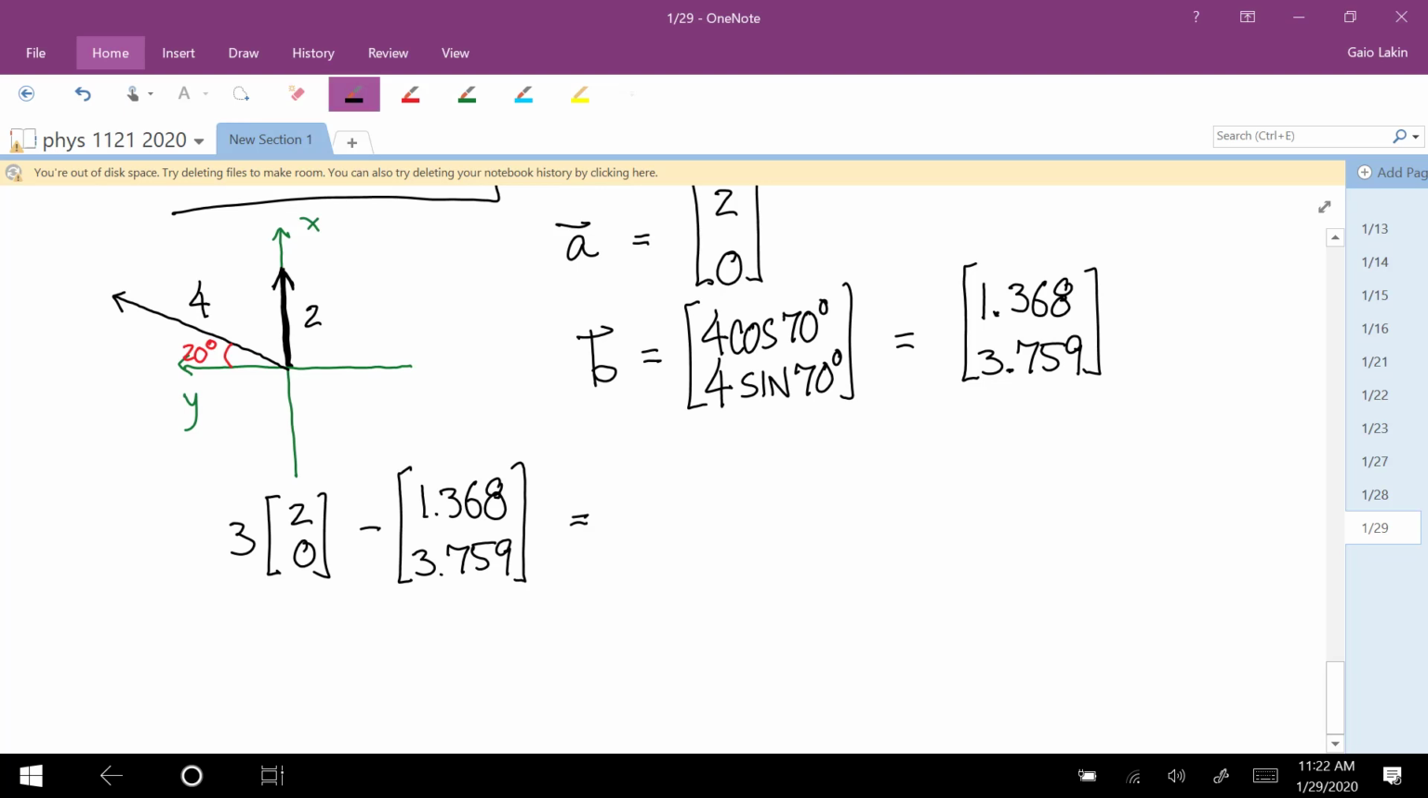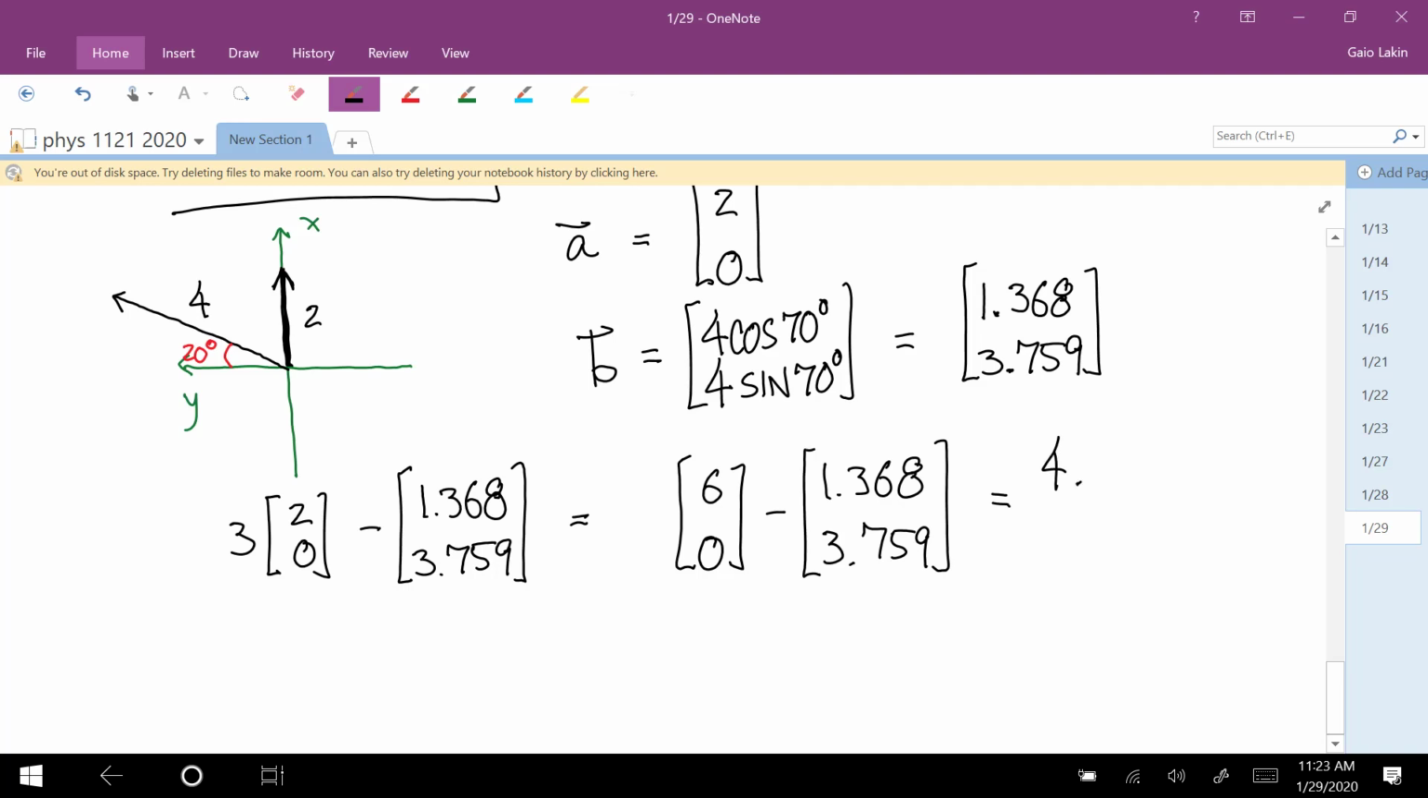It follows the same rules of operation that you're used to with numbers. So first we have to do the multiplication, then we do that subtraction. So 3 times 2 is 0. No, it's not. 3 times 2 is 6. 3 times 0 is 0. Minus 1.368 and 3.759. And that gives 4.632. And this one is negative 3.759.